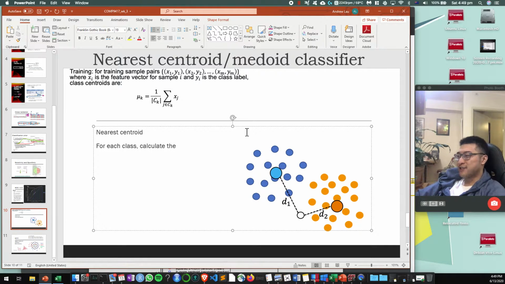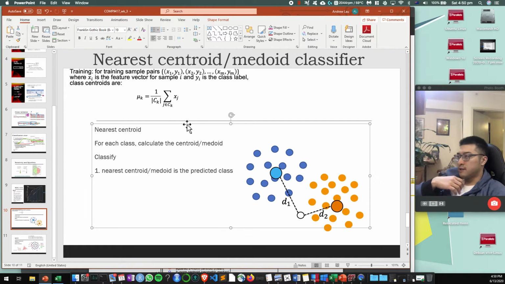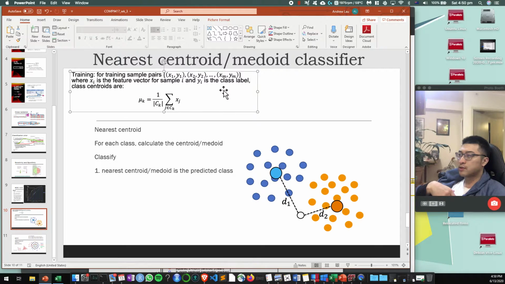For each class, you calculate the centroid or the medoid, right? Then, in order to classify, you're effectively going to find the nearest centroid or medoid, and that nearest centroid or medoid gives the predicted class, right? So that might beg the question, what is a centroid? So the centroid, effectively what you do, okay, so this one, what is this? That's not the medoid.